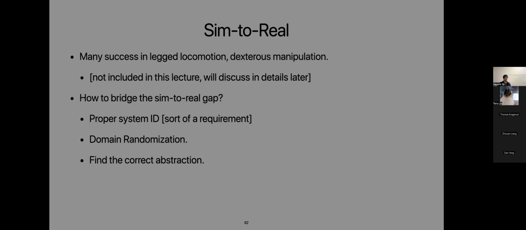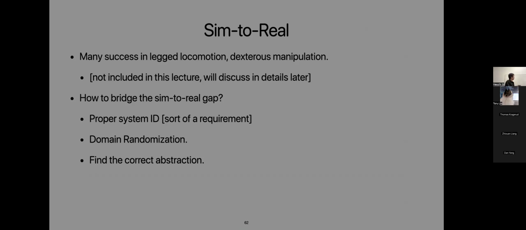The first one is you need to have a proper system identification, which is sort of a requirement. System identification essentially means your robot system, where you command it to do the same thing in simulation and the real world. If you give the same action command to your robot in simulation and in the real world, you want the response of the robot to be the same. Otherwise, it's very hard to transfer if this is not even close.